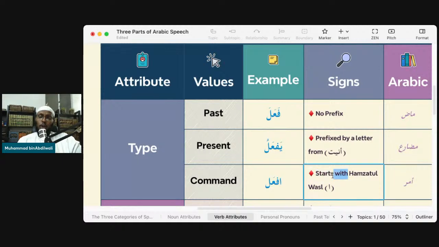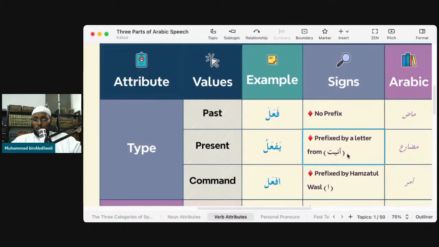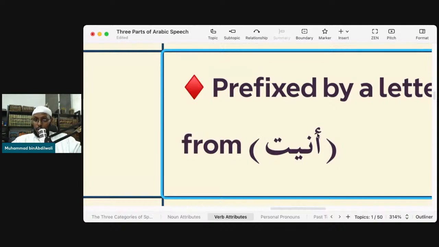Hamzatul wasl, for those of you that don't know what hamzatul wasl is, hamzatul wasl is basically an alif in normal Arabic writing. As far as the Quran is concerned, then hamzatul wasl has got this little squiggly sad on top, like something that looks like a sad. That's what we call hamzatul wasl, which is the brother of hamzatul qata, which is the normal hamza that you know. That's part of the alphabet. Okay, this hamza over here. This hamza. Okay, that's hamzatul qata.